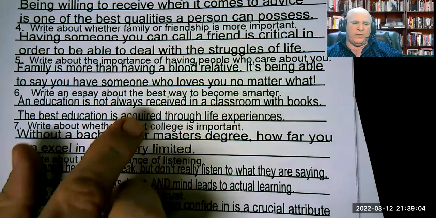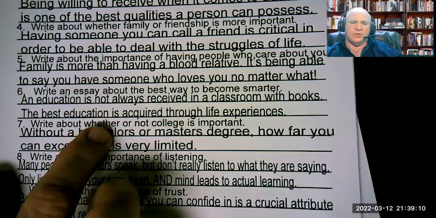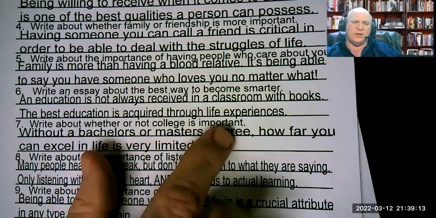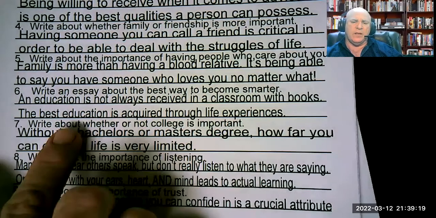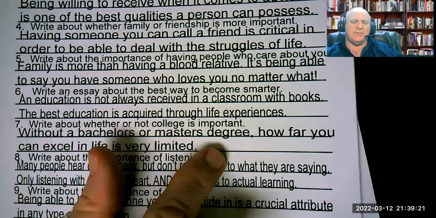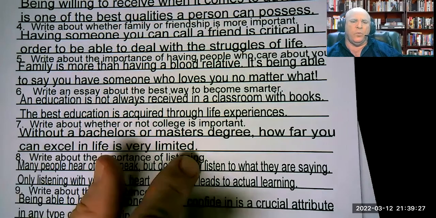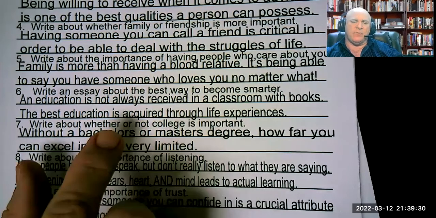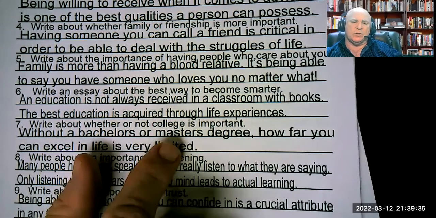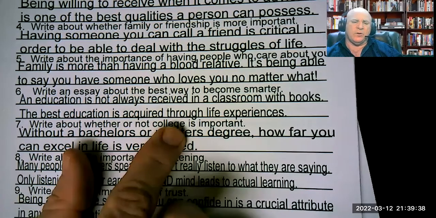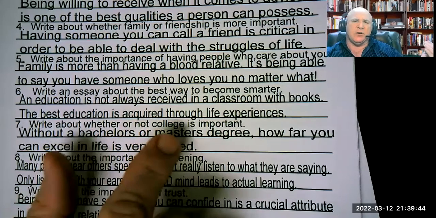Number 7, write about whether or not college is important, position persuasive. So either college is or college is not important. Without a bachelor's or master's degree, how far you can excel in life is very limited. So by using the degrees that you get from college, it shows you, without using the word college, that I think that going to college is important. I don't have to restate or regurgitate. The reader is the eater of my words.